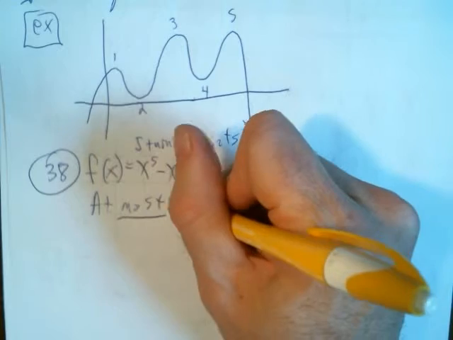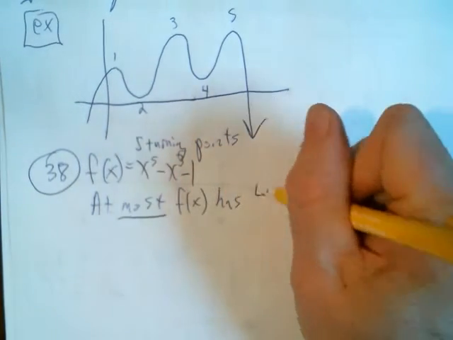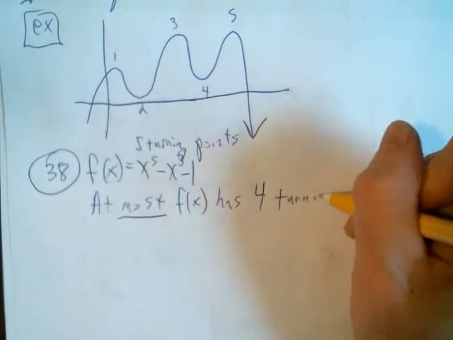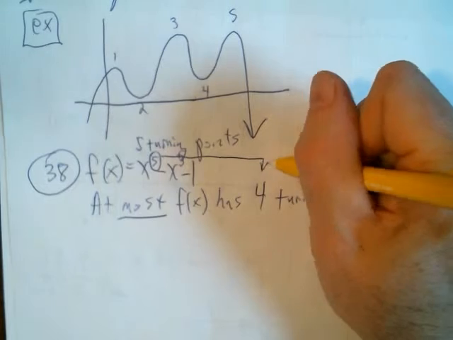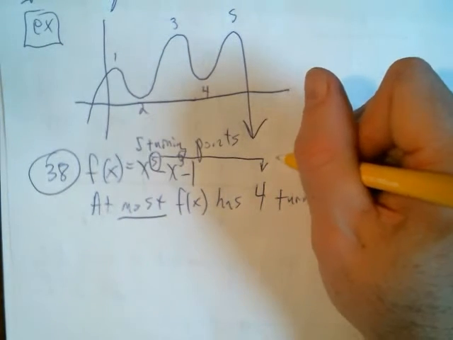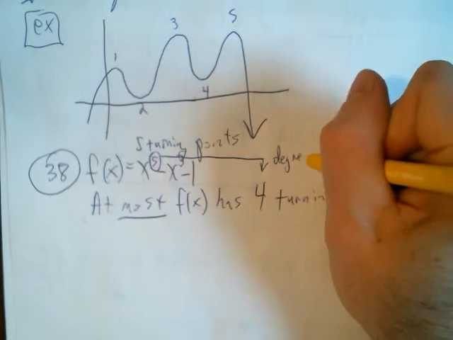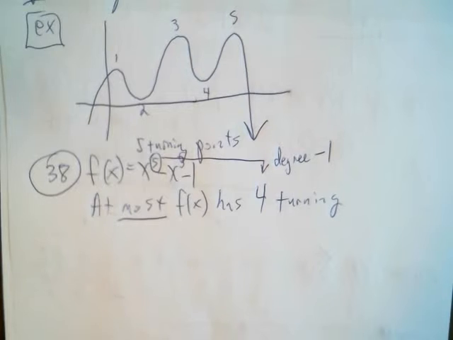It could actually have less, but at most, f of x has 4 turning points. Right? So where do I get that number from? It's just take the degree of the polynomial and subtract 1. Okay, so take the degree and subtract 1, and that gives you 4. So 5 minus 1 is 4.